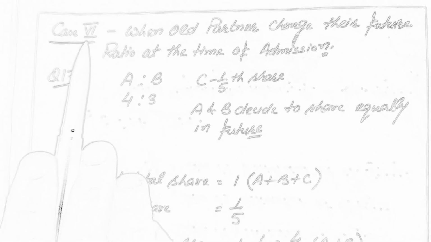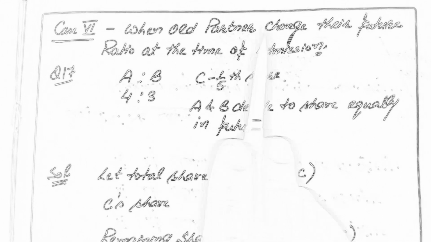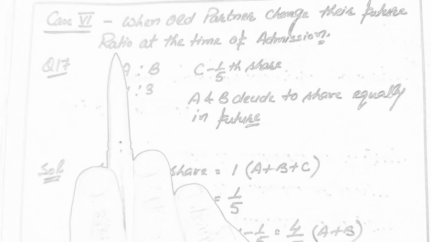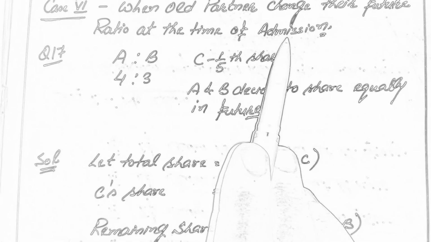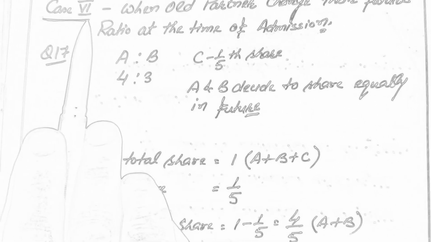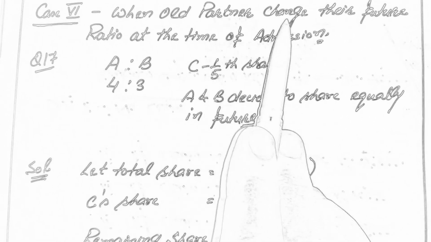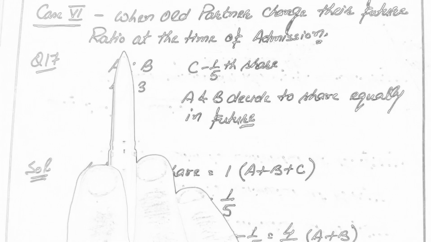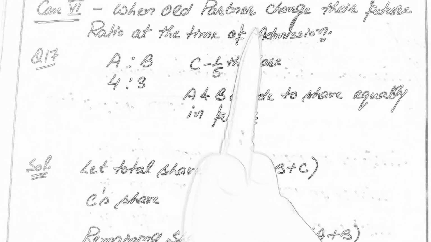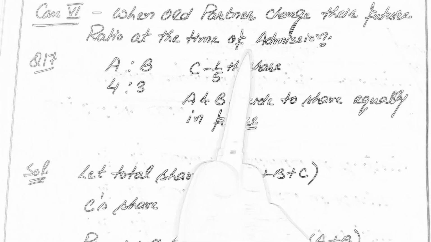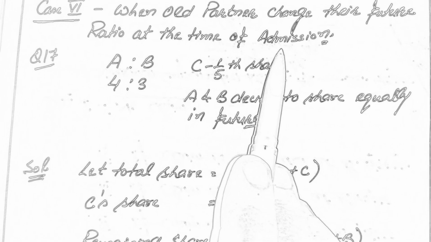Now the last possibility in the calculation of new profit sharing ratio and sacrificing ratio is case number 6, when old partners change their future ratio at the time of admission. This is the last possibility when old partners change their future ratio. जब old partner अपने future ratio को change कर लेते हैं at the time of admission.